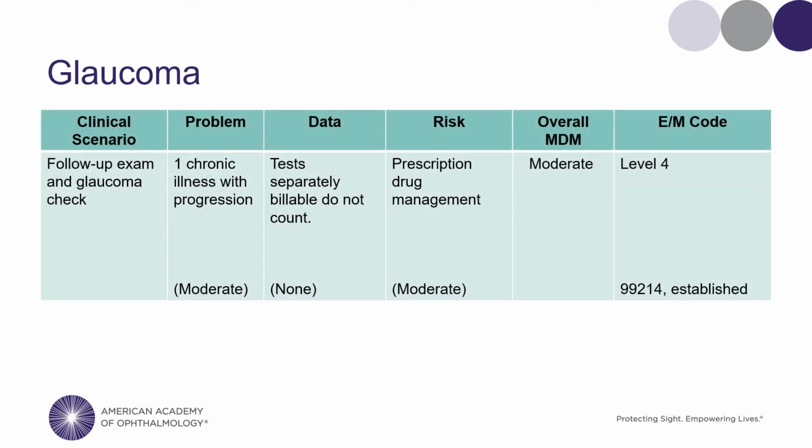So here is how we would assess the medical decision-making. This is a follow-up exam and check for glaucoma. The problem is one chronic illness with progression, which would be considered moderate. There's no relevant data. The risk would be the prescription drug management, which would be considered moderate. So meeting 2 categories at the moderate level, the overall MDM would be moderate. And the corresponding E&M code for the established patient visit would be the level 4, 99214.